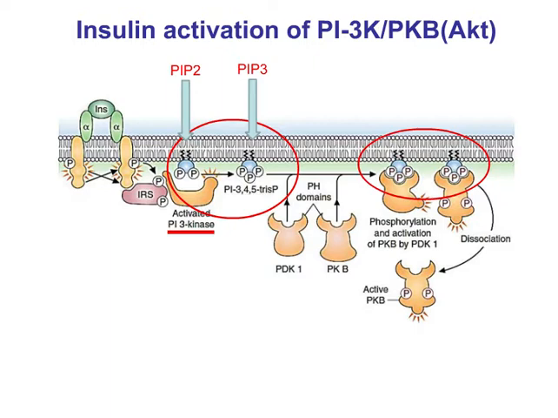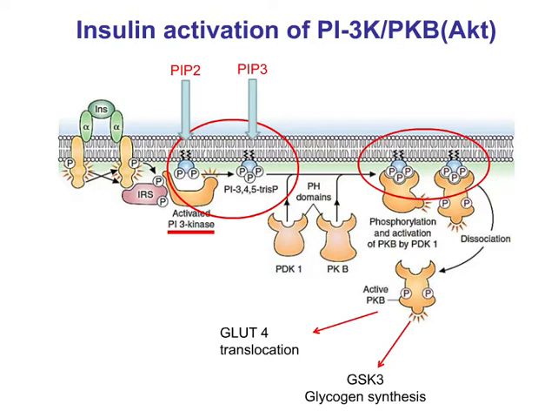Among these is a kinase known as protein kinase B, PKB. PKB is also known as AKT. Binding of PKB to the PIP3 brings it into close proximity to PDK1, a kinase which will phosphorylate and activate PKB. Activated PKB can dissociate from the plasma membrane and phosphorylate substrate proteins, altering their activities to help insulin produce effects on glucose uptake, glycogen synthesis, and cell survival.